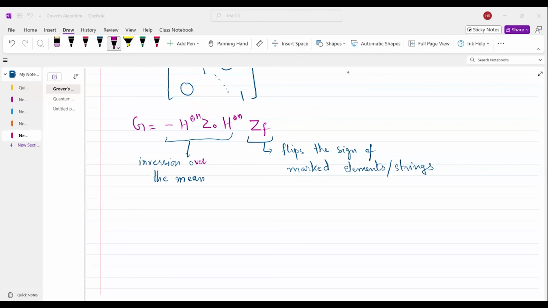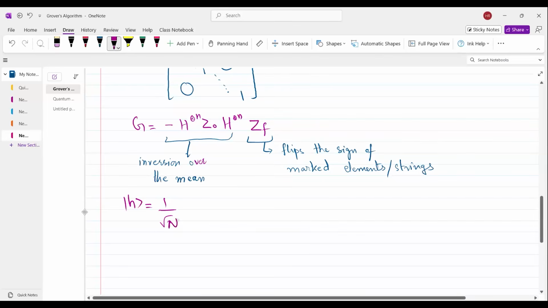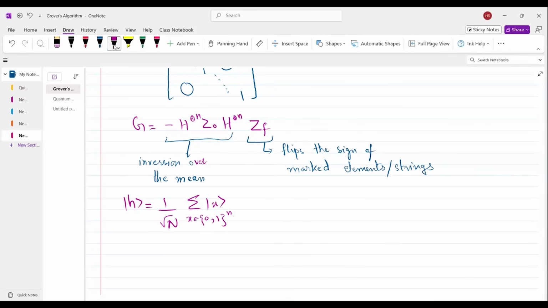And so before we actually go on about it, one interesting thing that I would like everybody to notice is that this state H, which is the equal superposition over all possible inputs, actually can be divided into two sets, right? In all these basis elements of X, there are some strings that are marked and there are some strings that are unmarked.